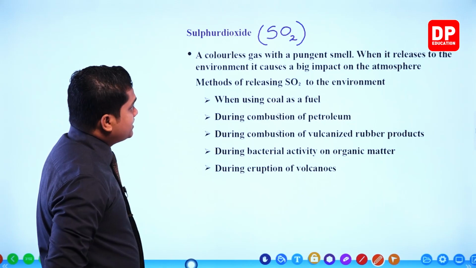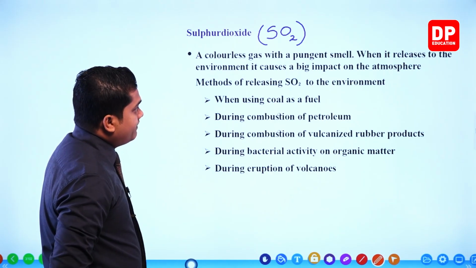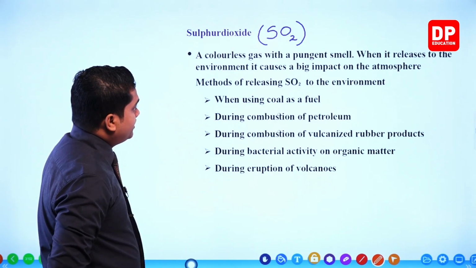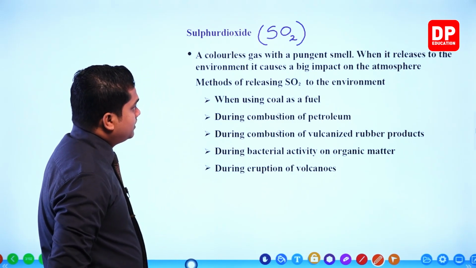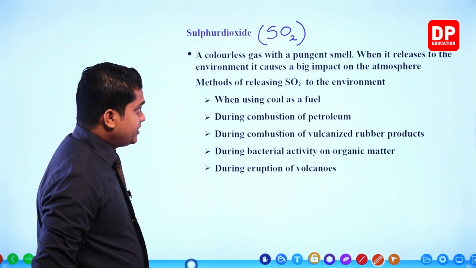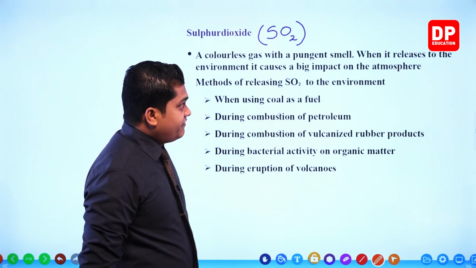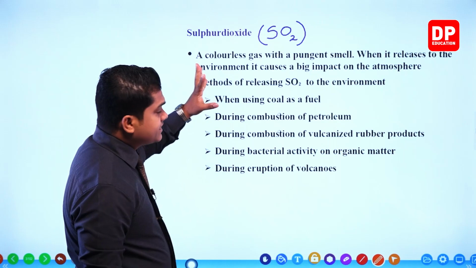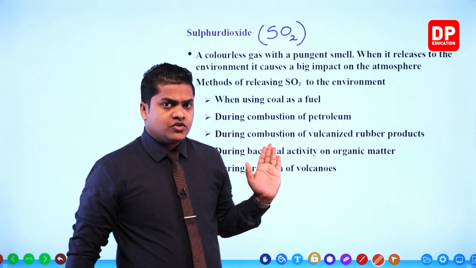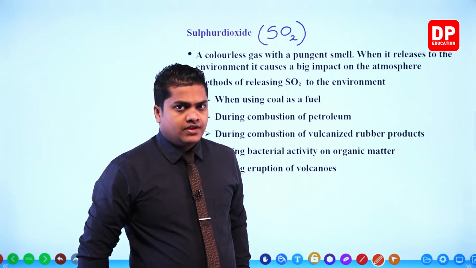Now let's see what points can be identified about sulfur dioxide. It is a colorless gas with a pungent smell. When it is released to the environment, it causes a big impact on the atmosphere and creates several adverse effects. Once again, it is a colorless gas. That means there is no special color; we can't identify a color there.